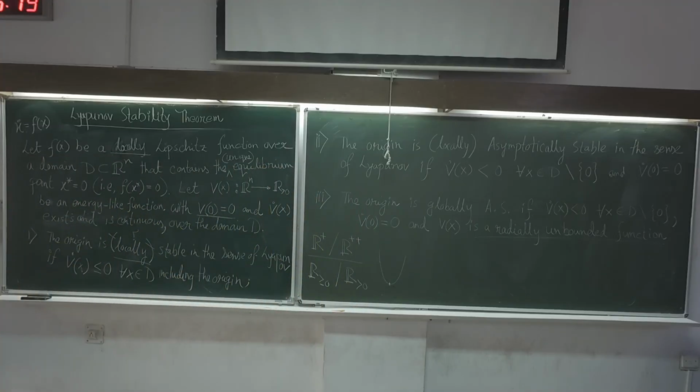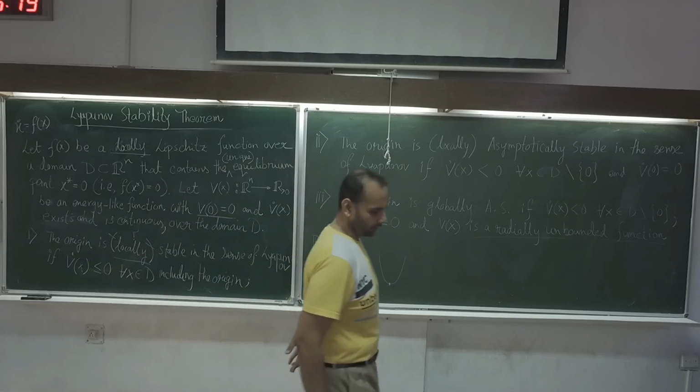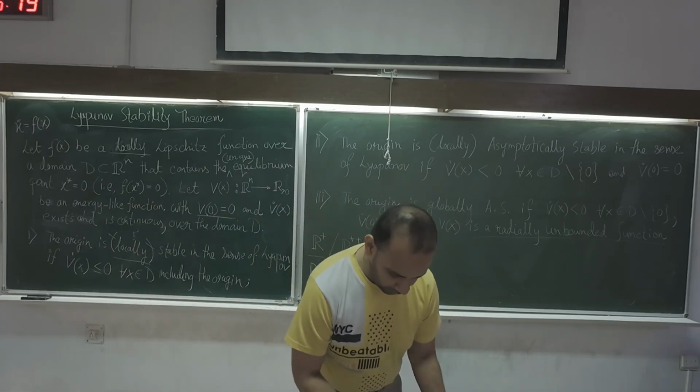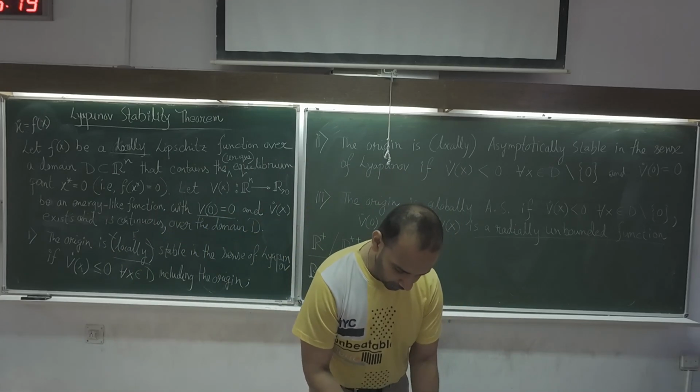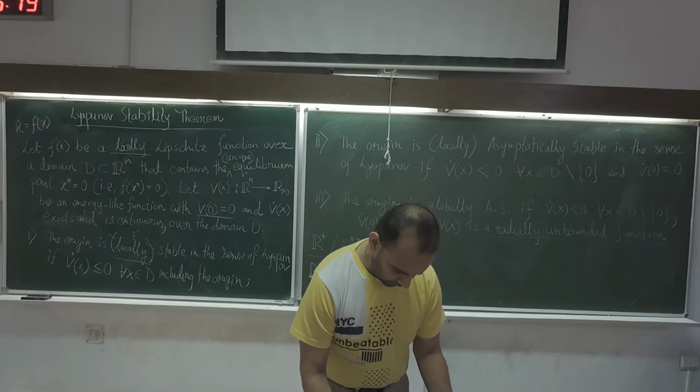Now this radially unboundedness, that we have to understand. First of all, I would like you to see it from the book so that you have an understanding. But I don't know whether this is this book or not.